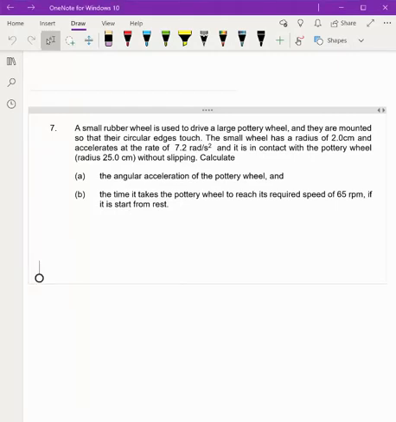Okay, alright. So next question, number 7, chapter 7, rotation of rigid body. A small rubber wheel is used to drive a large pottery wheel and they are mounted so that their circular edges touch. The small wheel has radius 2 centimeter and accelerates at the rate of 7.2 radian per second squared, and it is in contact with the pottery wheel, radius 25 centimeter, without slipping.